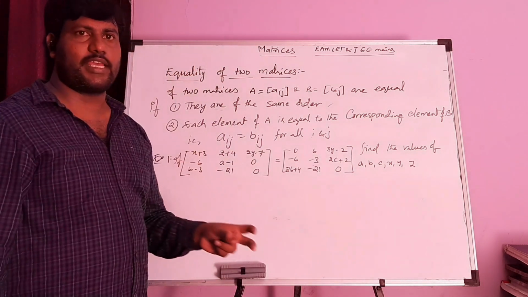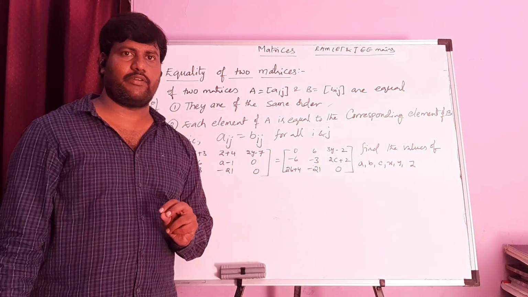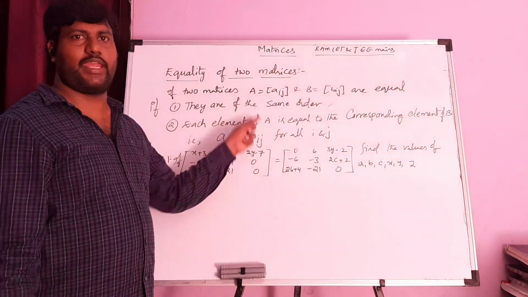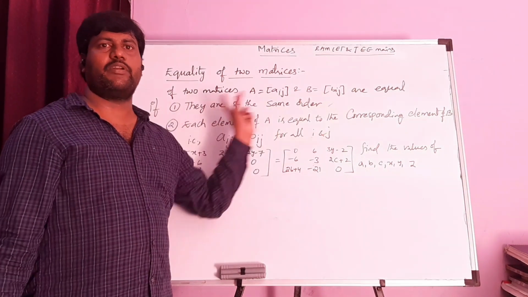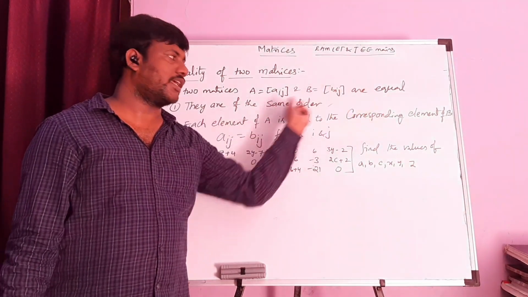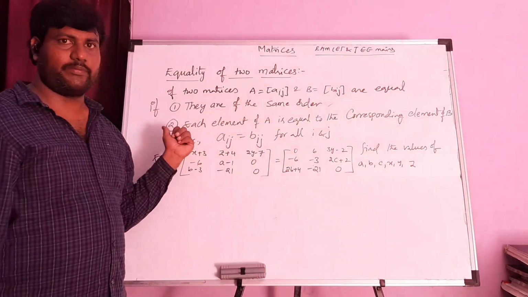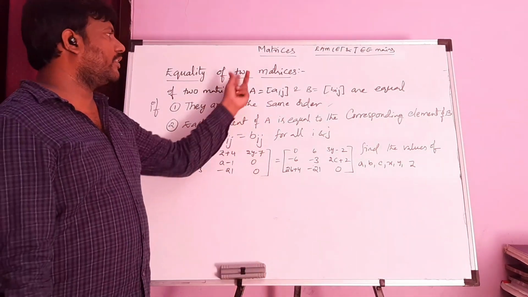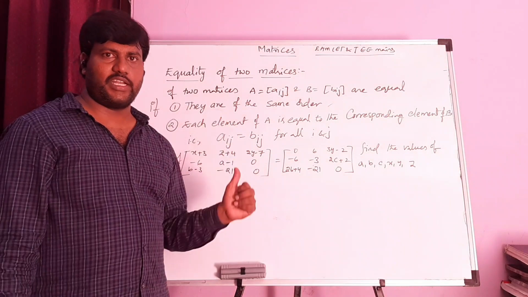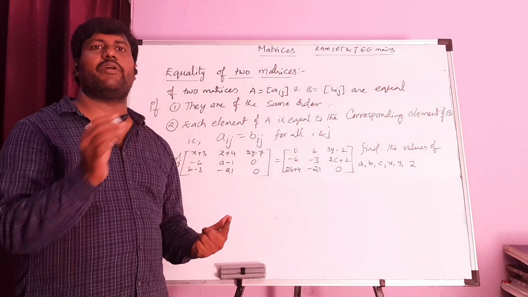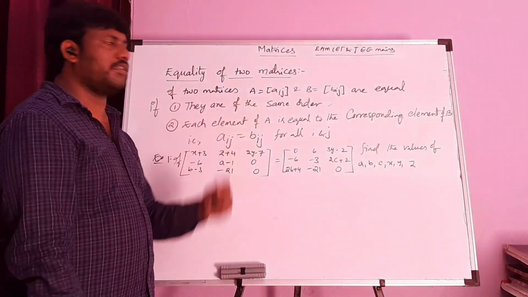If they only have the same order, we can't say they are equal matrices. So the second condition is that each element of A and the corresponding element of B should be the same. Each element of A is equal to the corresponding element of B. That means corresponding elements must be the same. Then only can we say the two matrices are equal. The first condition is the same order, then the second condition is that the corresponding elements are also the same. Then we can say they are equal.